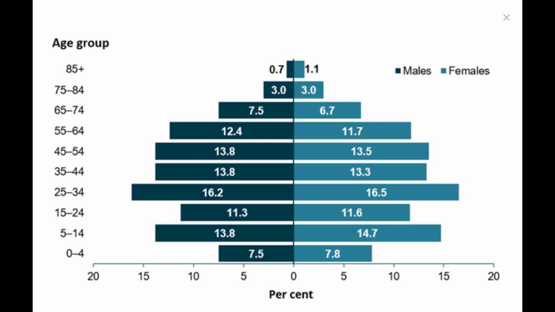You can see from this graph that the highest value of female is in 25 to 34, which is 16.5. You can also see from this graph that the value of less than 4 is 7.8. In conclusion, 85 plus has the lowest percentage of population in female.